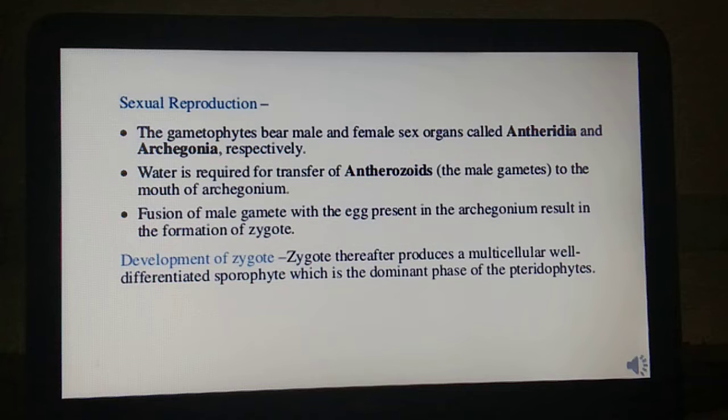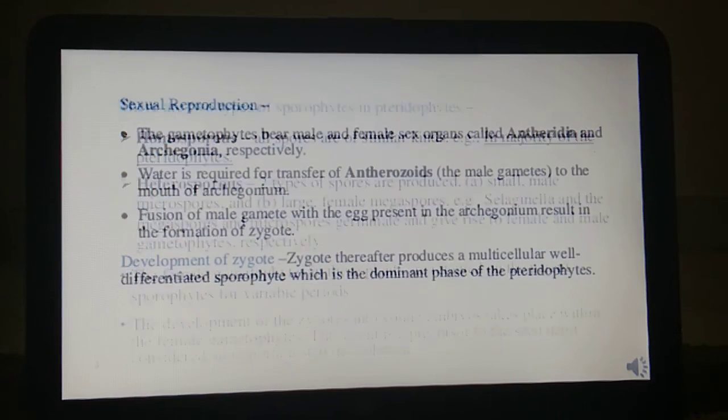The zygote, formed from the fusion of antherozoid and archegonium, thereafter produces a multicellular, well differentiated sporophyte, which is the dominant phase of the pteridophyte, and this is how the complete cycle keeps on repeating.